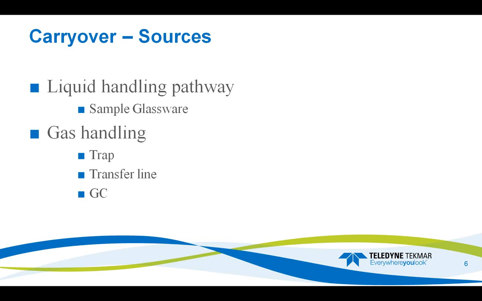On the gas handling side of things, we have the analytical trap. We have the transfer line to the GC. We have all of the associated plumbing that moves our gases from the sparger to the trap to the transfer line. And then we also have the GC itself, including the inlet and the analytical column in the GC.